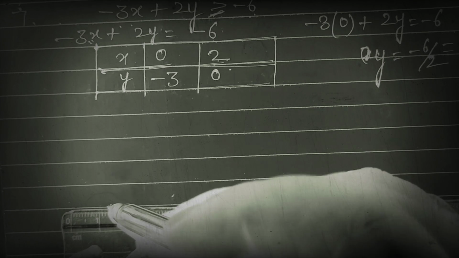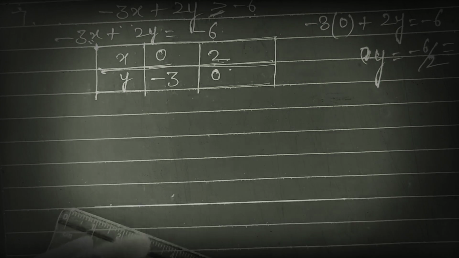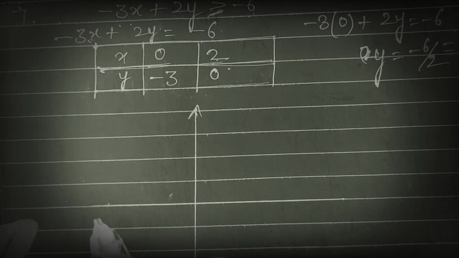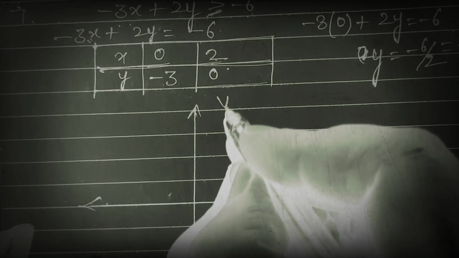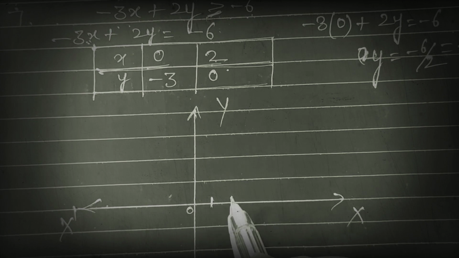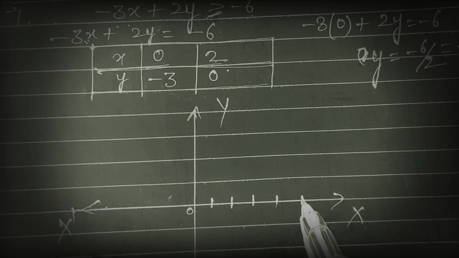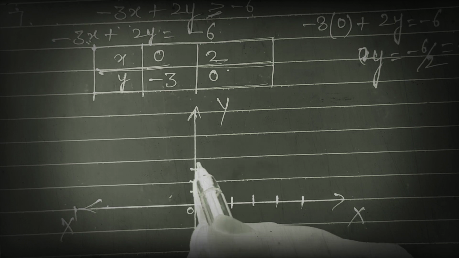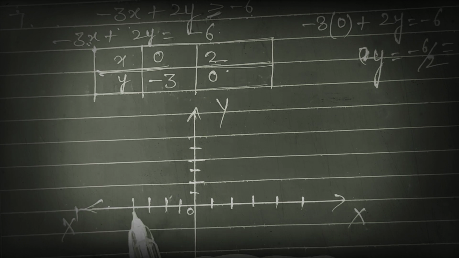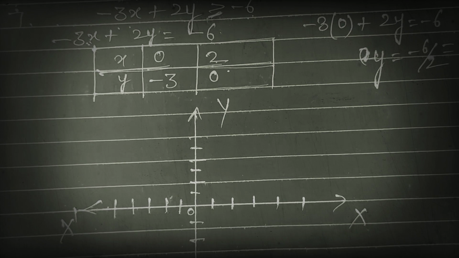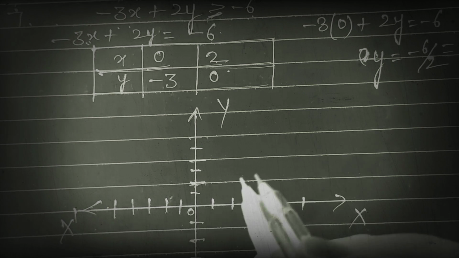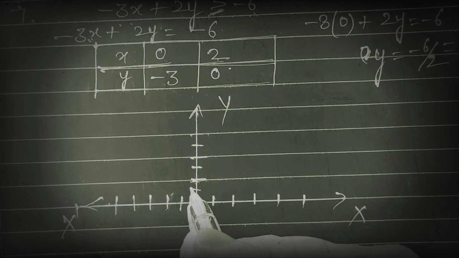Here are negative values, so I am taking negative also. This is the x-axis, this is the y-axis. 0, 1, 2, 3, 4, 5. 1, 2, 3, 4, 5. Now minus 1, minus 2, minus 3, minus 4, minus 5. Minus 1, minus 2, minus 3, minus 4, minus 5. You can take it here also in this way. The gap should be the same.